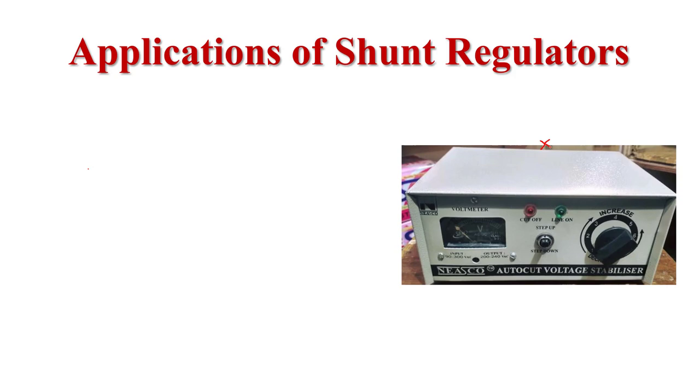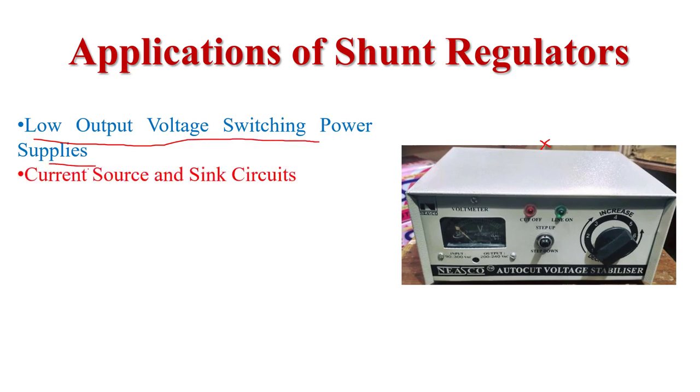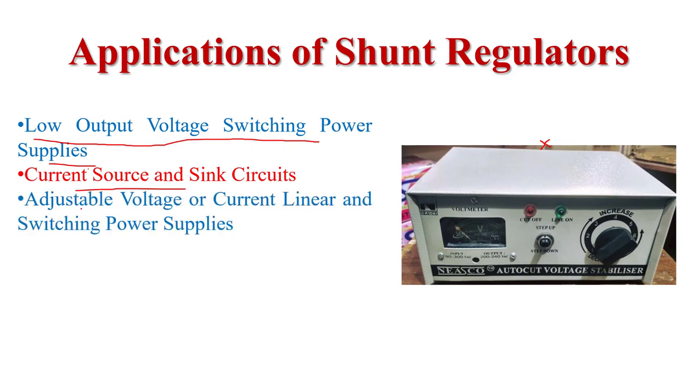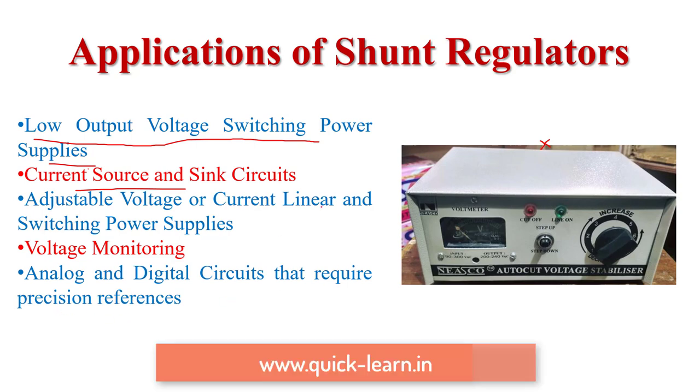Now some other applications in industry where we use voltage regulator. First example, voltage regulation circuit is also used for low output voltage switching power supply. It is also used for current source and sinking circuits. In industry, voltage regulator is used for adjustable voltage or current linear and switching power supply. It is also used for voltage monitoring. It is also used for analog or digital circuits that require precision reference. So these are the industrial applications where we use shunt voltage regulator.